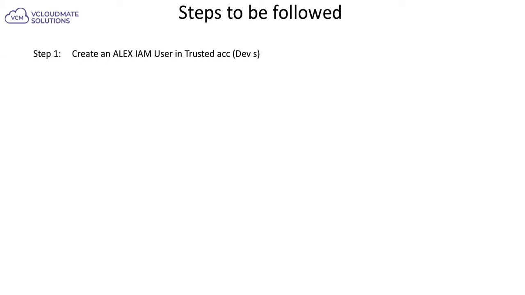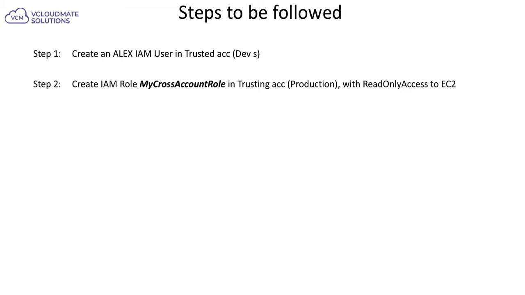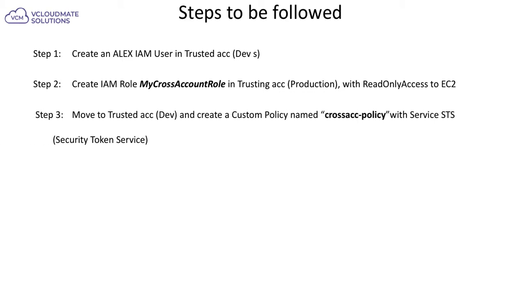First, we'll create Alex, the IAM user, in the development account, the so-called trusted account. Right after that, I'll be creating a role inside the production account because that is a role that I need to assume, which I'll be calling my cross account role. And the policy that I'll allow is that it should be only allowing me to read the EC2 instances in the production account.